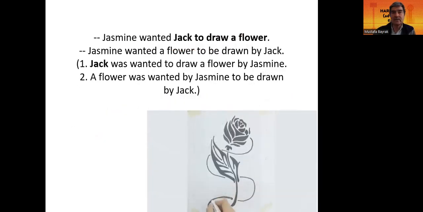Okay, Jasmine wanted Jack to draw a flower. Yes, Jasmine wanted, caused Jack to draw a flower. Jasmine wanted a flower to be drawn by Jack. These are important for us, okay? Jasmine wanted Jack to draw. Jasmine wanted a flower to be drawn by Jack. Jack was wanted to draw a flower by Jasmine. A flower was wanted by Jasmine to be drawn by Jack.